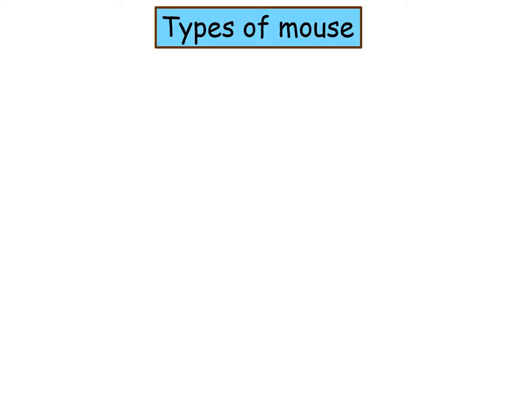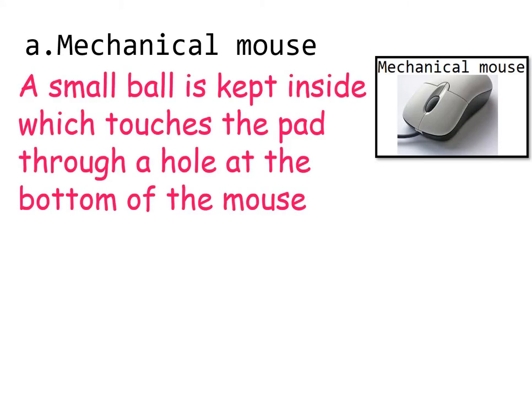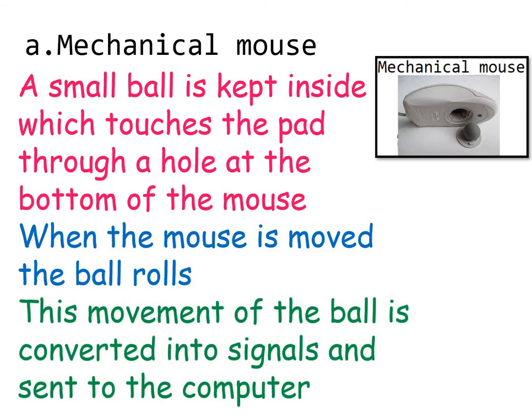There are three types of mouse. First one is a mechanical mouse. A small ball is kept inside which touches the pad through a hole at the bottom of the mouse. When the mouse is moved, the ball rolls. This movement of the ball is converted into signals and sent to the computer.